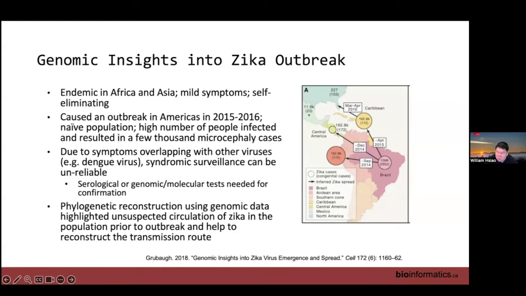Because of the delay in detection, the phylogenetic reconstructions of the cases also suggest that the virus had indeed circulated in the population for at least a year before it was noticed. And the data was also used to reconstruct the transmission route. I just want to highlight some of the possibilities in how one can use high resolution sequence data for epidemiological investigation.